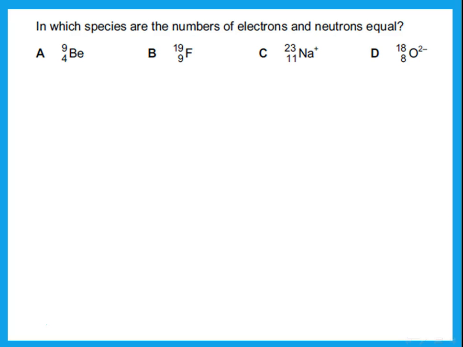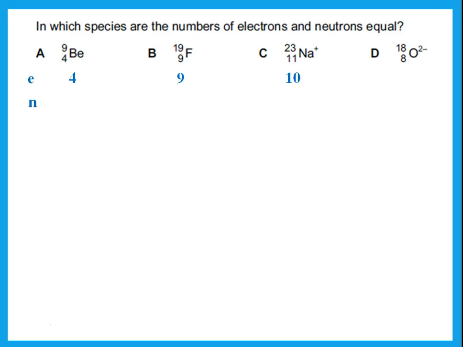Okay, in which species are the number of electrons and neutrons equal? Again, for this kind of question, calculate how many electrons and how many neutrons. So, how many electrons? That's 4. Remember that the electrons is equal to the atomic number if there is no positive or negative. Okay, so the second choice has 9. The third choice has how many electrons? It's supposed to have 11, but actually because it has a positive charge, that means it has lost an electron, and that means now it has 10 electrons.